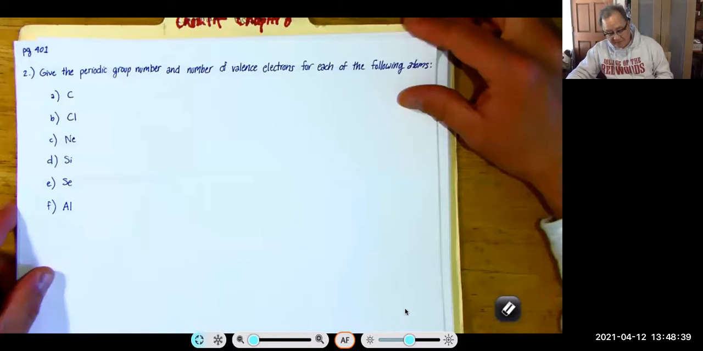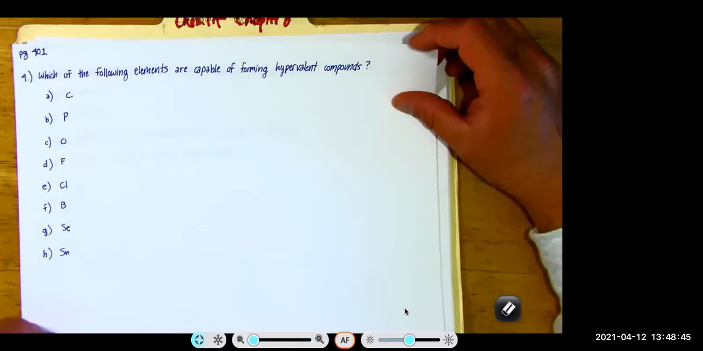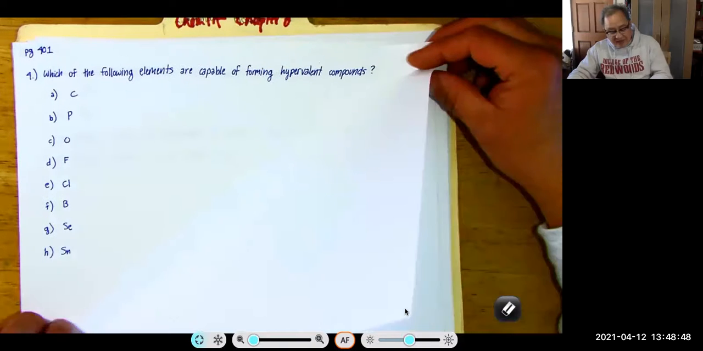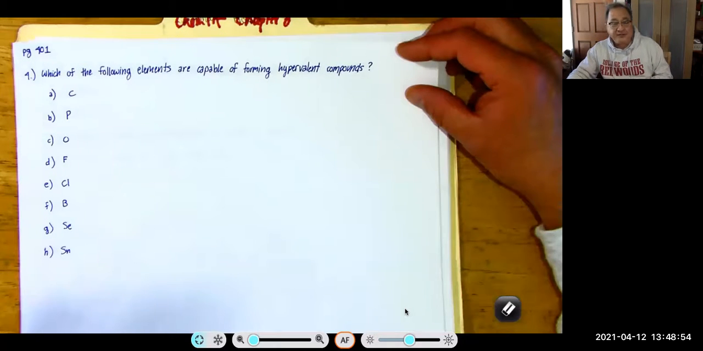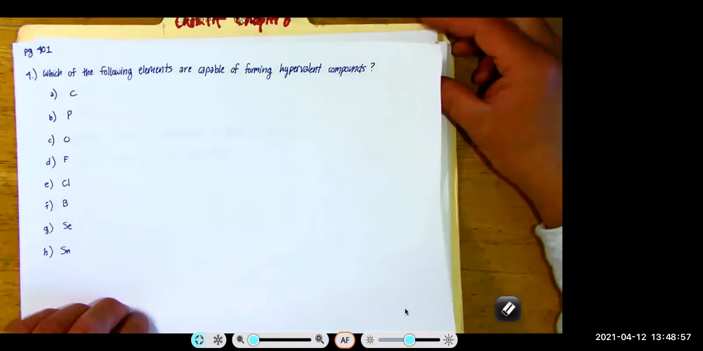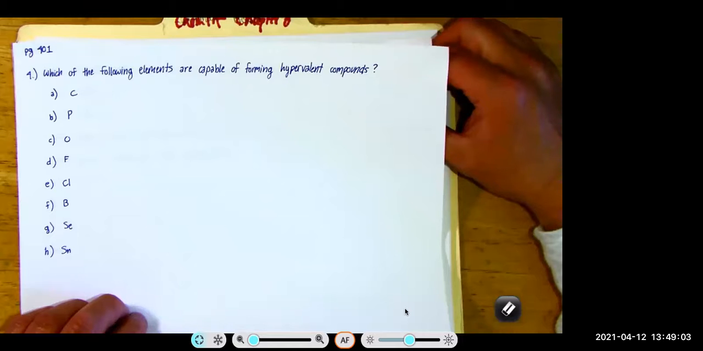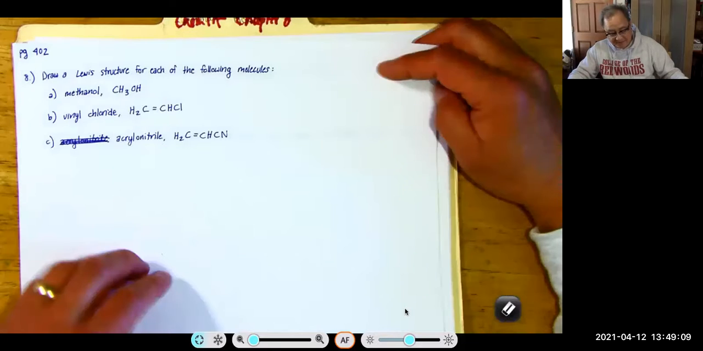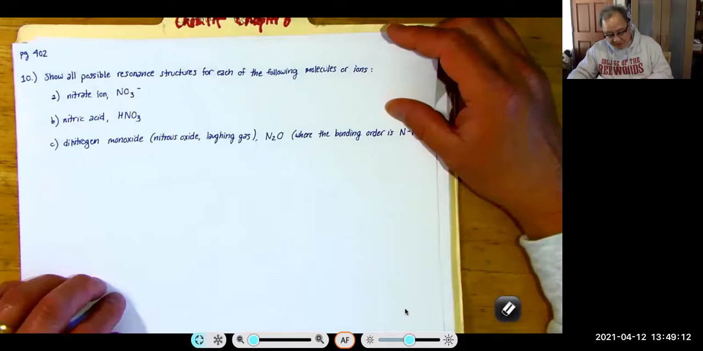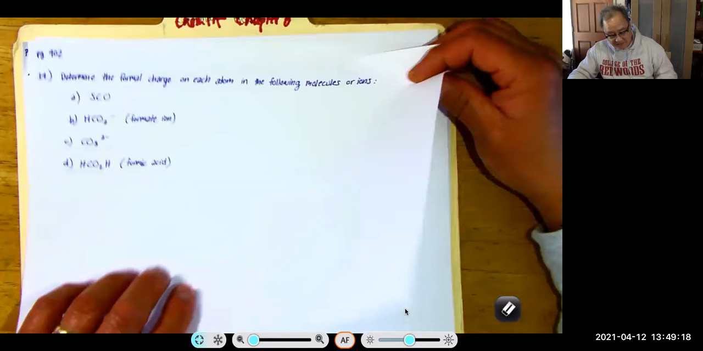Okay, so here we have some problems. When you see one that looks good, let me know. What's the answer to this one? Which ones are capable of forming hypervalent compounds without picking each and every one out? What's the answer? Anything in period 3, 4, 5, 6, or 7. Oh, okay. B, E, G, H. Draw Lewis structures, we can do that. Possible resonance structures, we can do that. So you guys probably have a pretty good hand on structures, right? Yeah.